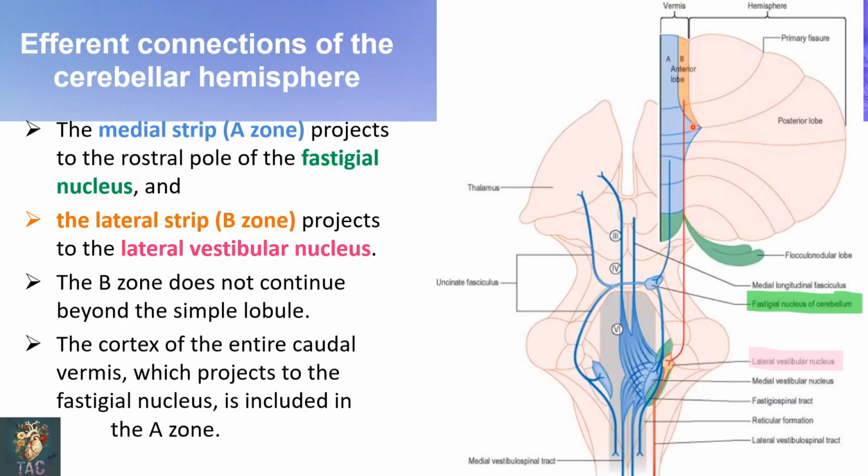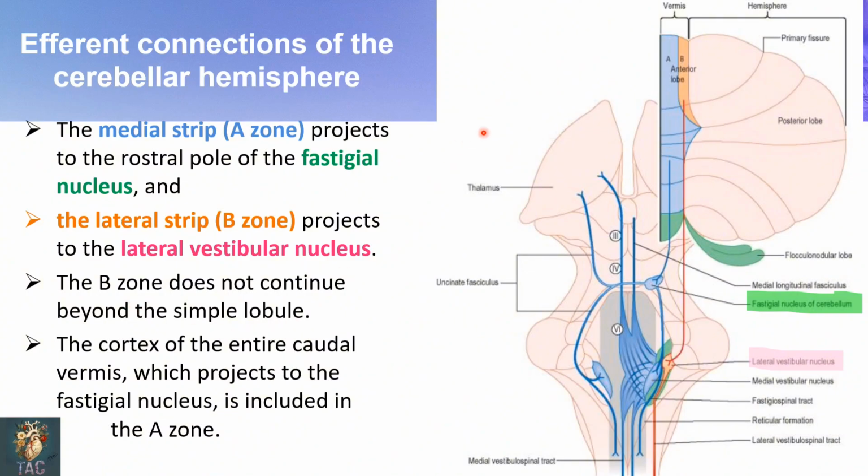Next is the B zone or the lateral strip, which projects to the lateral vestibular nuclear complex. Here you can see this is the lateral vestibular nuclear complex, and these fibers which are projecting to the vestibular nuclei are arising in the lateral strip or the B zone of the cerebellar hemisphere, from the part of the vermis. This is basically part of the vermis because this is the flocculonodular lobe, which is related to the vestibular system. So the A zone is attached to the vestibular nucleus, and the B zone is attached to the lateral vestibular nucleus. The B zone does not continue beyond the simple lobule.